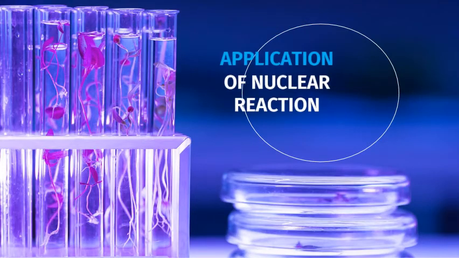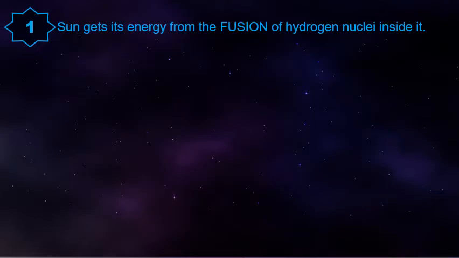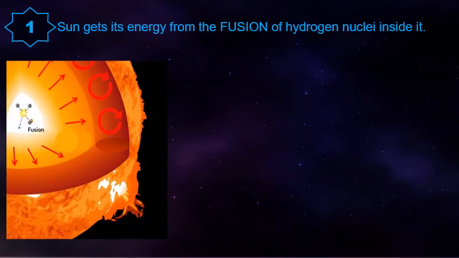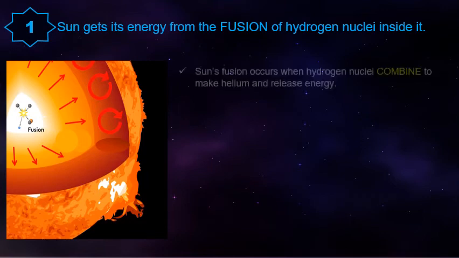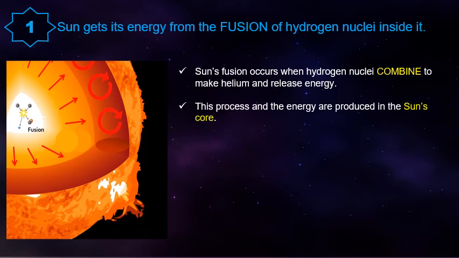Now, let's move on to the application of nuclear reaction. First application is that the Sun gets its energy from the fusion of hydrogen nuclei inside it. This picture shows the Sun's layers from the core to the outer layer. Sun's fusion occurs when hydrogen nuclei combine to make helium and release energy. This process and the energy are produced in the Sun's core.